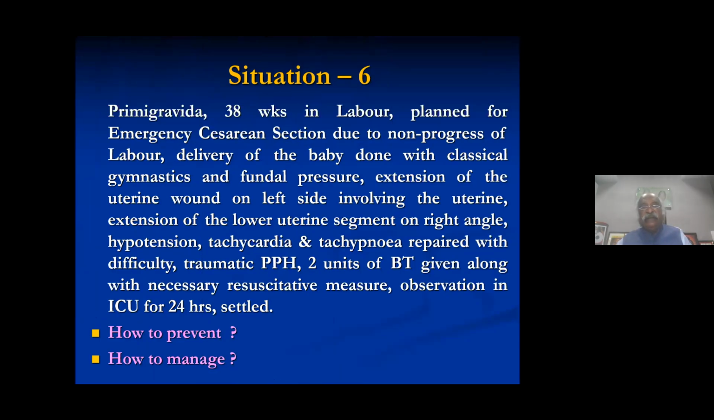A primigravida at 38 weeks in labor was planned for emergency cesarean section due to non-progress. Delivery of the baby was done with classical maneuvers and fundal pressure, with extension of the uterine incision on the left side, involving the lower uterine segment at a right angle. Hypotension, tachycardia, and tachypnea followed, and the patient was in shock in the intraoperative period. Now you have to be very, very vigilant.